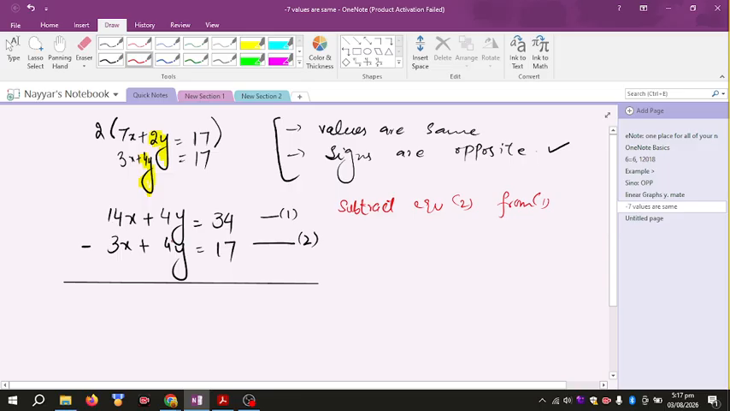Okay, so now remember in subtraction we change the signs, right? There's a negative sign outside the bracket. This could also be done in this way. If you want to write it down, this could also be done in this way.